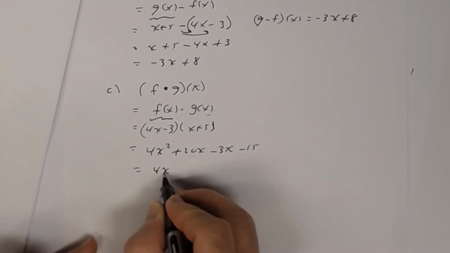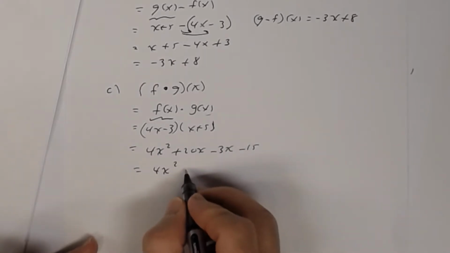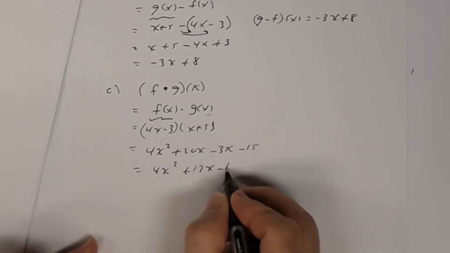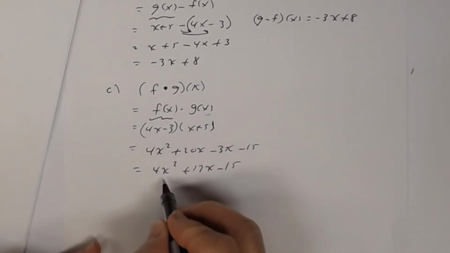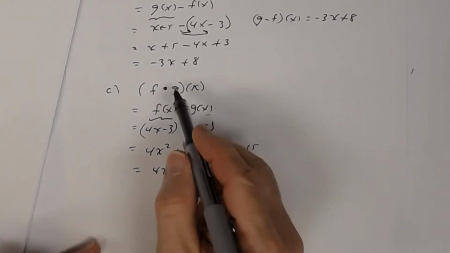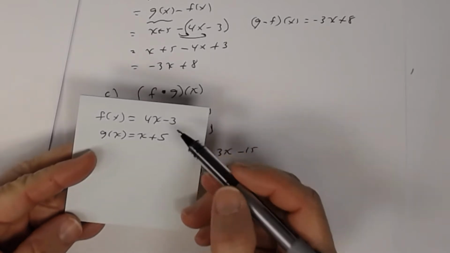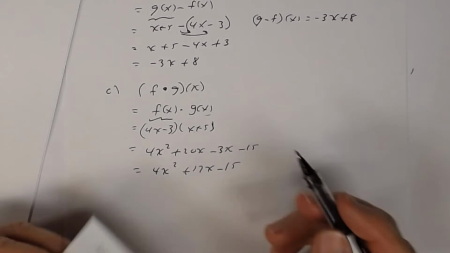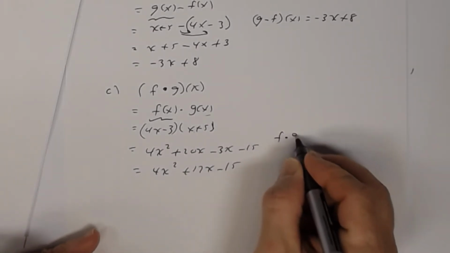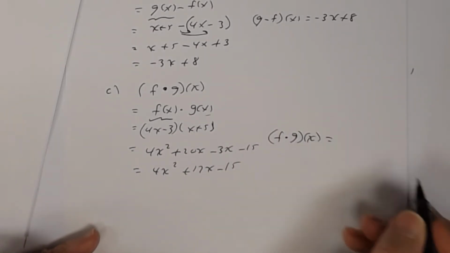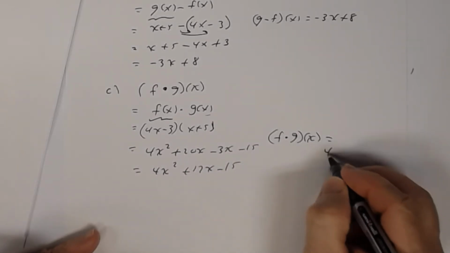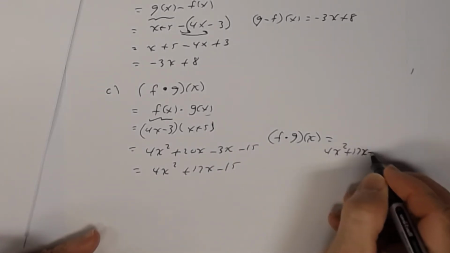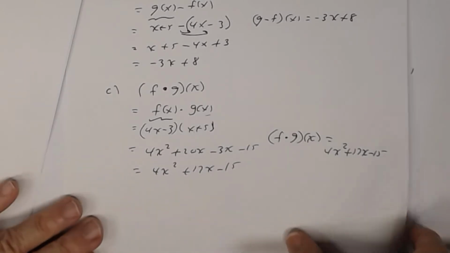Combining like terms, I get 4x squared. 20x and a negative 3x is 17x. And then minus 15. All right, and so therefore, when you multiply those two functions together, you get a new function. So when you multiply these two linear functions, your new function f times g at x is going to equal 4x squared plus 17x minus 15. All right, so that was letter C. Now in letter D, you have this.